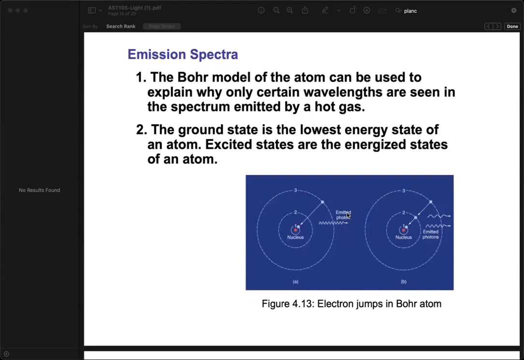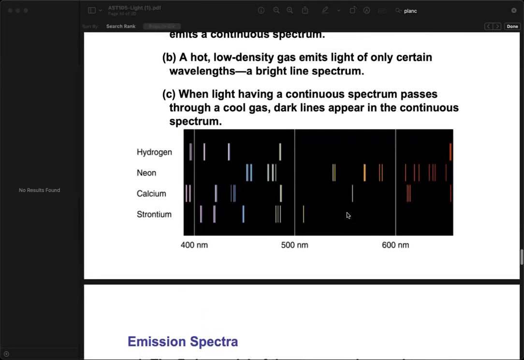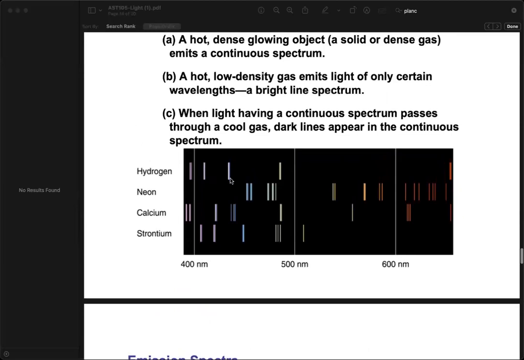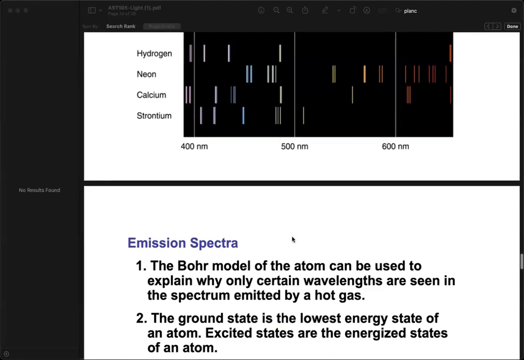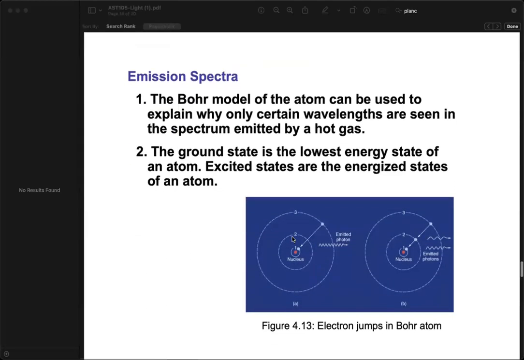So why do gases only emit these particular lines? Why don't they emit the full spectrum? That was a big question for scientists. And they wondered why that is the case. And that explanation was given by Bohr, who was a pioneer of quantum theory. And here is what happens.